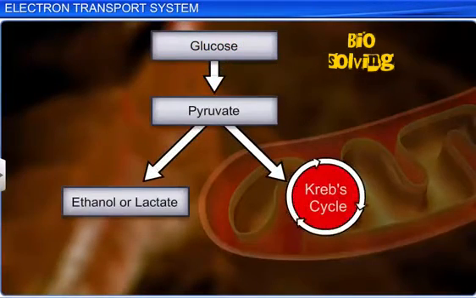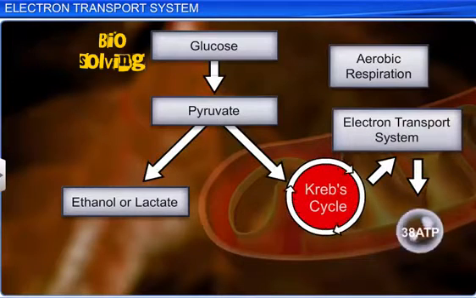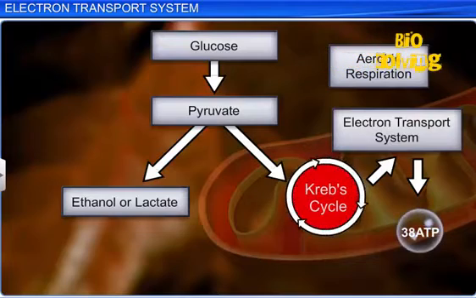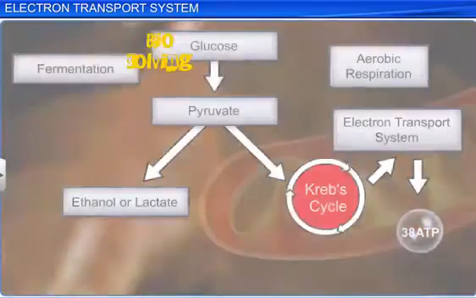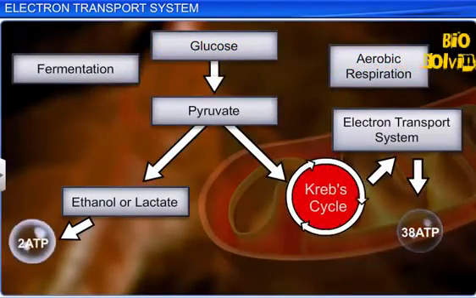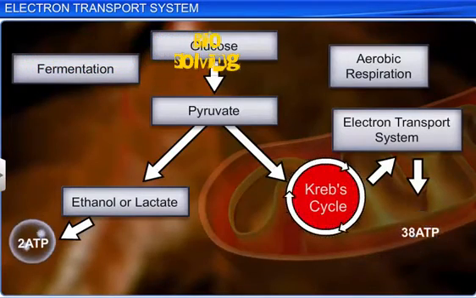Based on these assumptions, we can calculate that aerobic respiration results in a net gain of 38 ATP molecules from complete oxidation of the glucose molecule into carbon dioxide and water. Fermentation, on the other hand, results in a net gain of 2 ATP molecules from the partial breakdown of the glucose molecule.